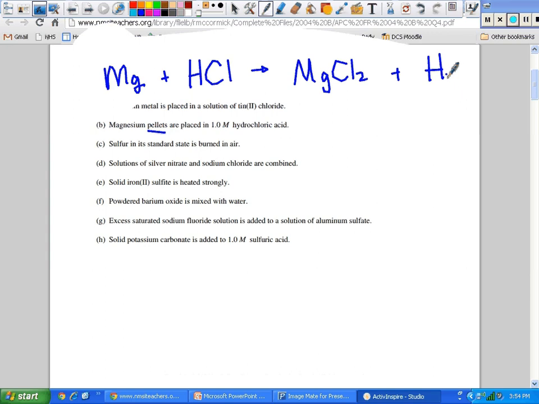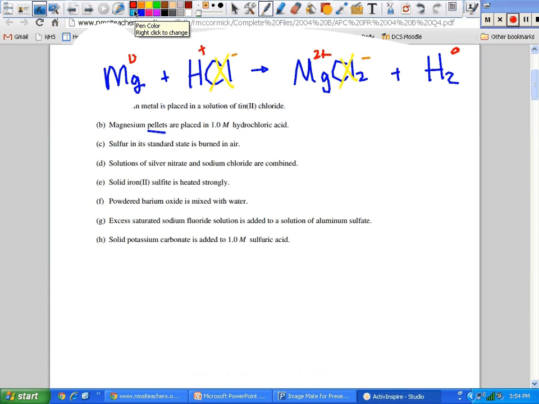Now, Mg went from neutral to a 2 plus. H went from a plus to a neutral. Chlorine went from negative to negative. So what can you do to chlorine? Get rid of it. This is almost the exact same question, right? Only thing that's changed was cadmium and tin. Bingo. You get rid of chlorine.